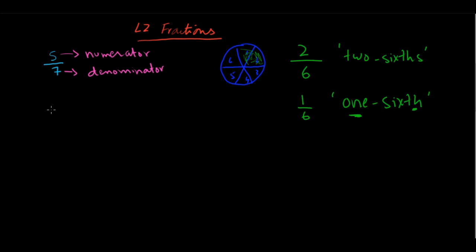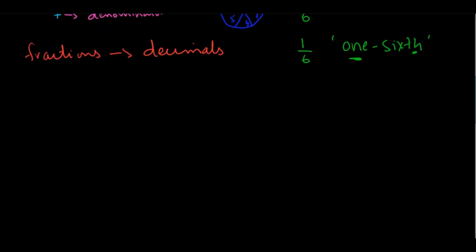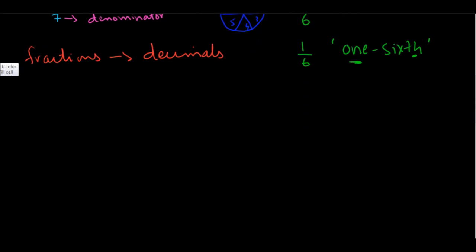Okay. So fractions can be converted to decimals, and you can use your calculator to do this. So fractions can go to decimals. Let's look at some of the common fractions that you'll encounter on the GRE. First of all, the easiest one, 1/2. You put this on your calculator, you'll get 0.5.